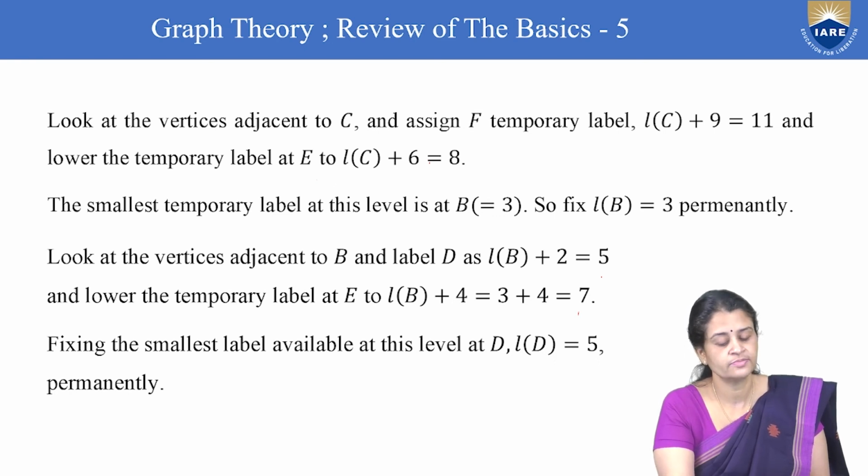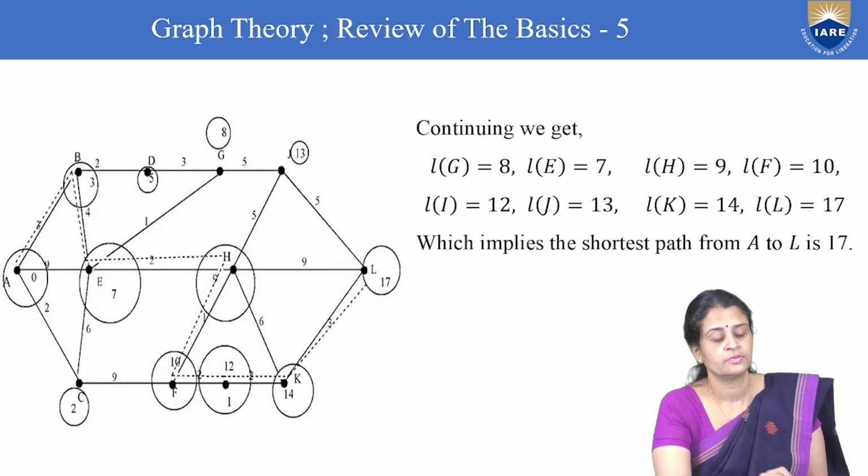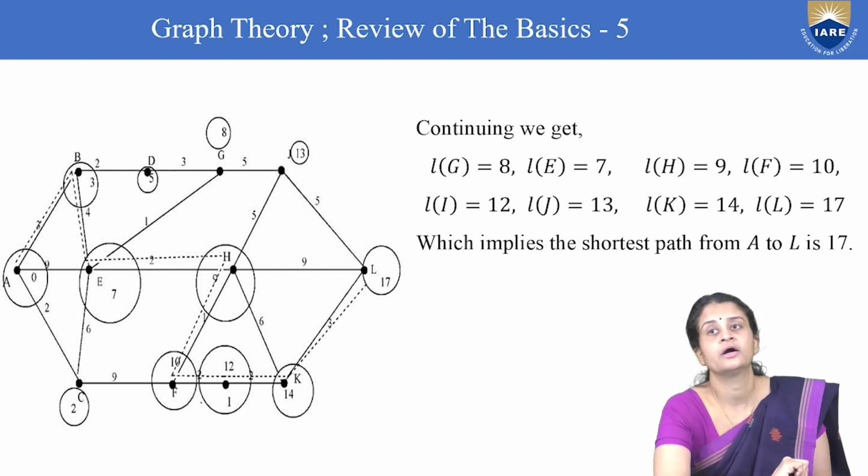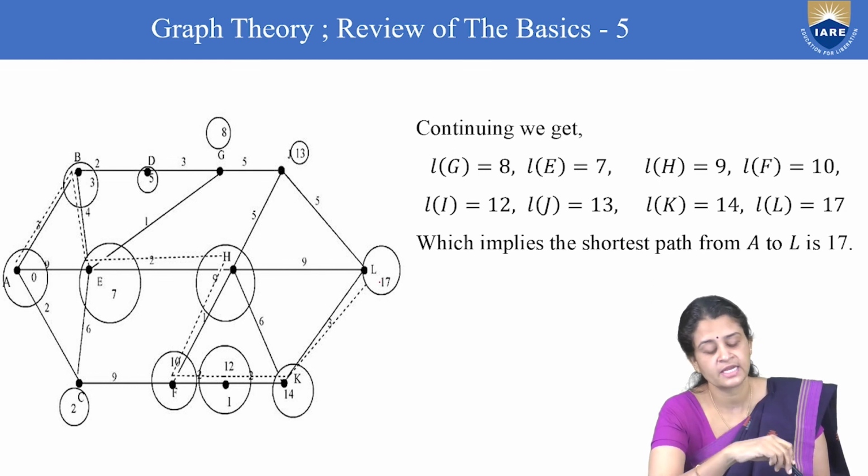Label at D is fixed at 5, and we get the label of G to be 8, and then we get the label of H to be 9. From here we get the labels of F, I, K, and N. And we get the label of L to be 17.